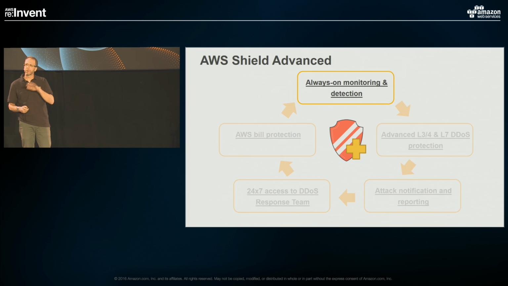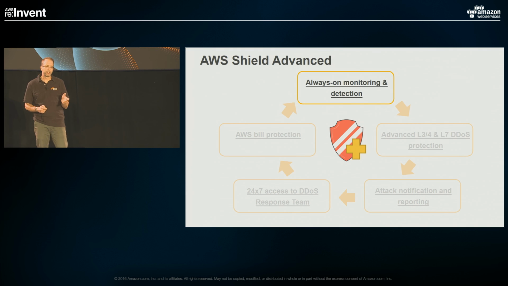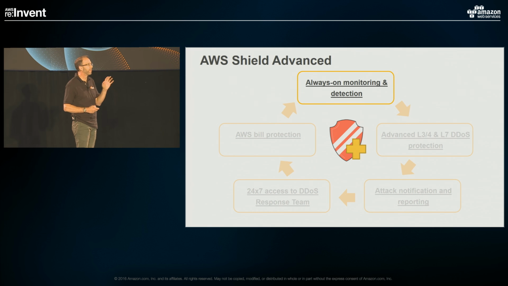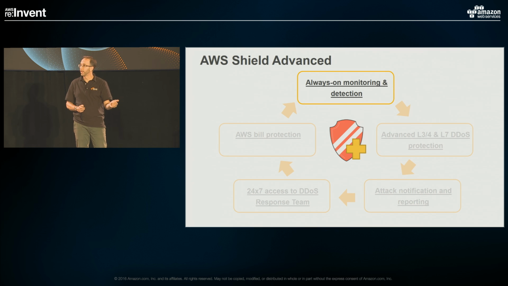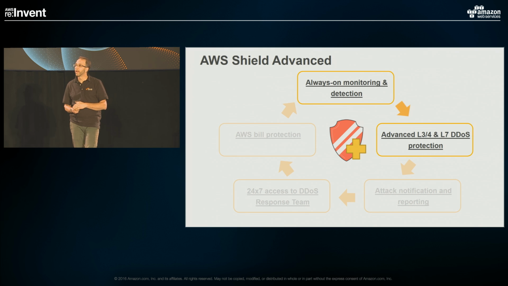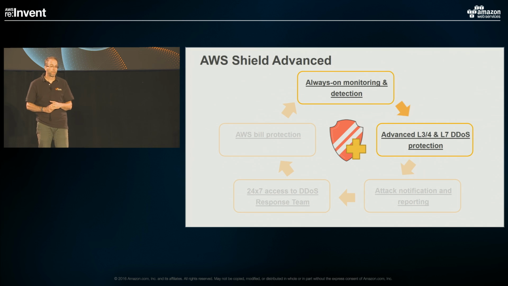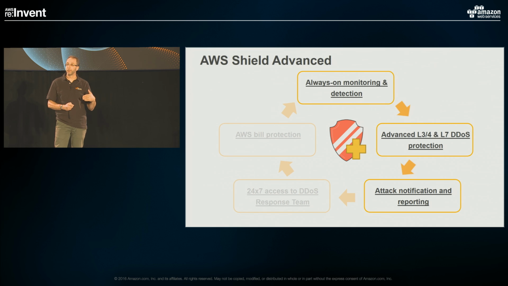So let's dive a little bit more deeply into AWS Shield Advanced. There's really five main areas that I think are worth discussing in detail. The first is the fact that we have always-on monitoring and detection. And this is something that's shared with AWS Shield Standard. Then we have advanced Layer 3, 4, and Layer 7 DDoS protections. We have attack notification and reporting. So you actually will have visibility into attacks as they occur, and also an ability to look at historical attacks as well and see patterns in those attacks.